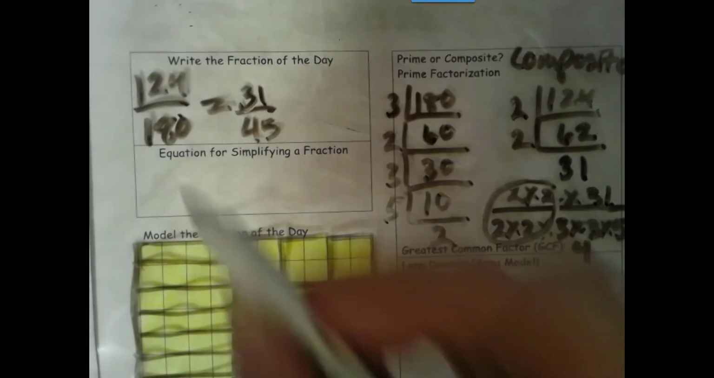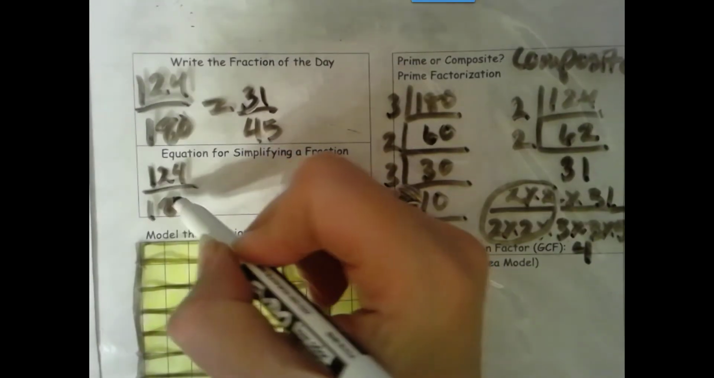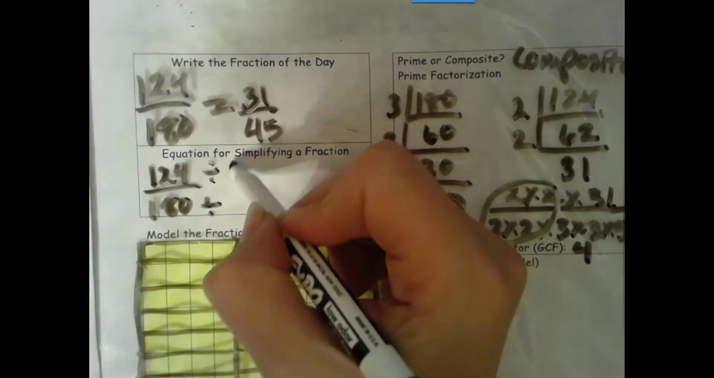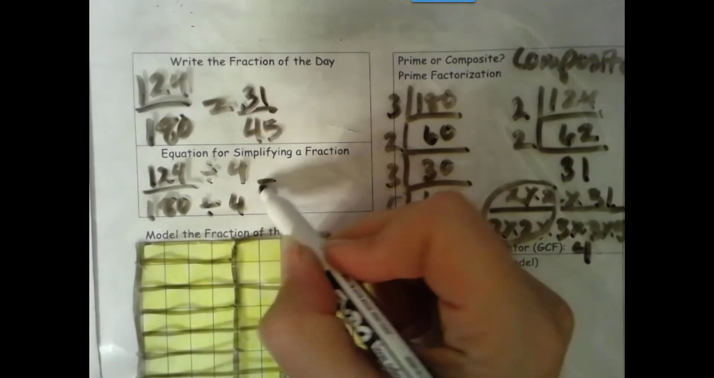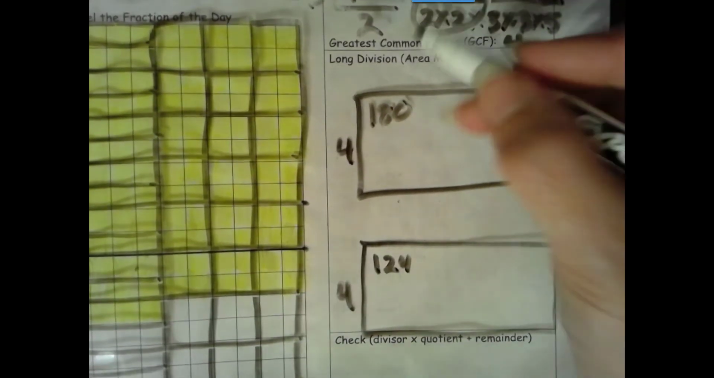Okay, now that we've done our division with our model, let's go ahead and prove it with our algorithm. We're dividing into groups of 4, because that's our greatest common factor. So here the area is 180, and the side is 4. We need to find the missing side. Here the area is 124, and the side is 4. We need to find the missing side.